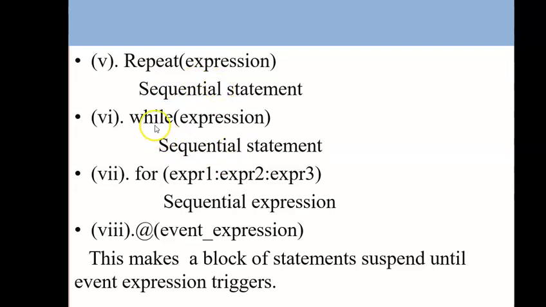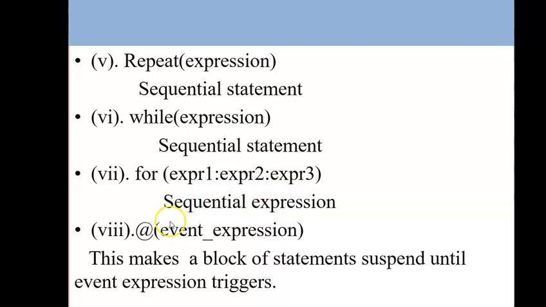Another construct is while, followed by some expression. While this is true, execute this. Otherwise, not necessary. And this is also very familiar to you, the for loop. So for expression 1, expression 2, expression 3, then execute this. Say for I is equal to 0, I greater than 5, I plus plus. We have three expressions here, and based on this, we perform the sequential statements. So this is also one of our sequential statements.